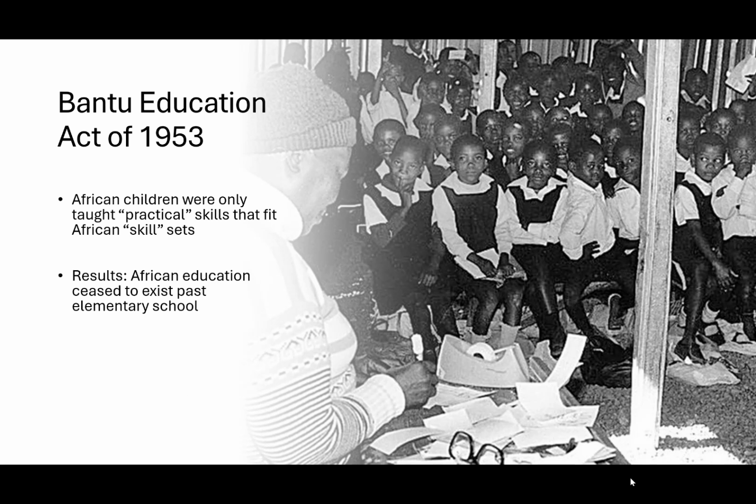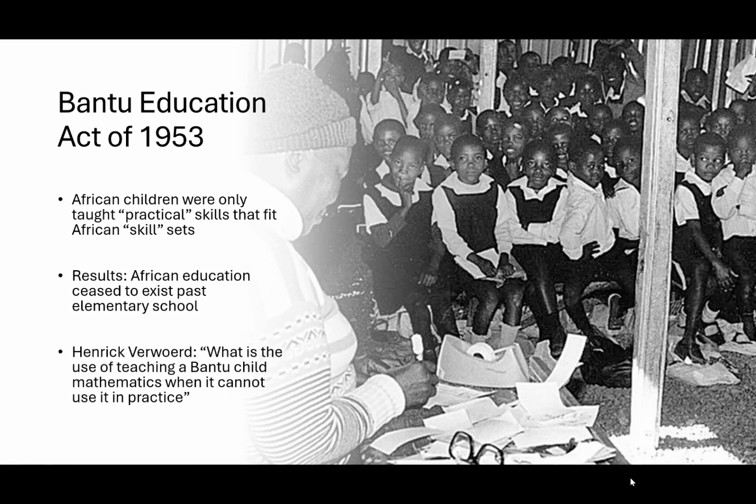All upper level maths, any sciences, all these things that were seen, by social Darwinists, as outside of their capabilities, are erased. And look what Verwoerd said: "What is the use of teaching a Bantu child mathematics when it cannot use it in practice?" Again, look at the word "it," referring to a child as it: dehumanization. This Verwoerd is sometimes identified as the architect of grand apartheid. Bantu Education of 1953, right along with the Abolition of Passes Act, those two things are seen as the turning point, the crux of the entire system.